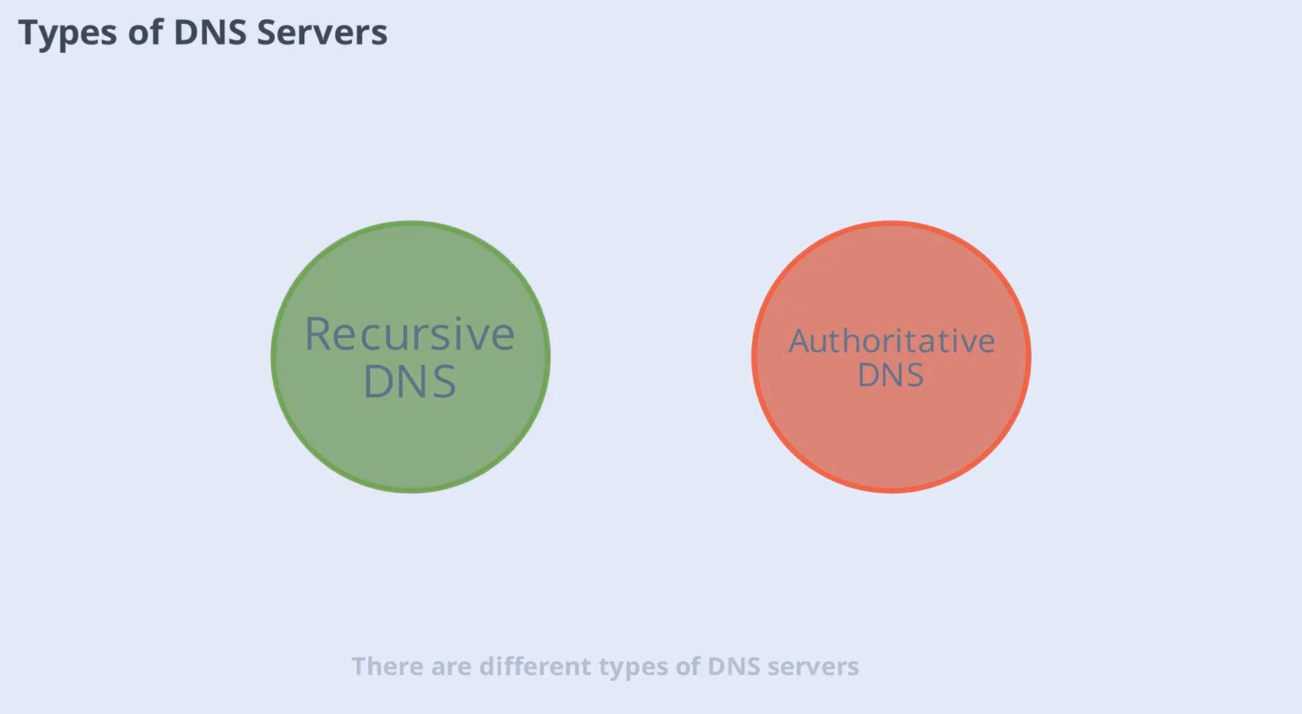There are different types of DNS servers, including recursive and authoritative servers. Recursive servers handle user requests and search for the correct IP address, while authoritative servers store the actual domain information. Together, they form a network that keeps the DNS system efficient and reliable.